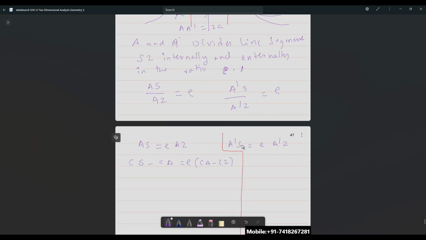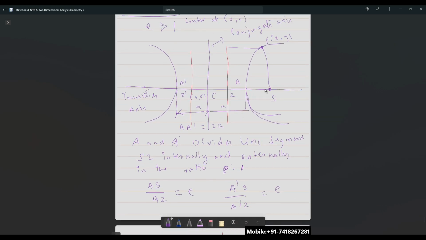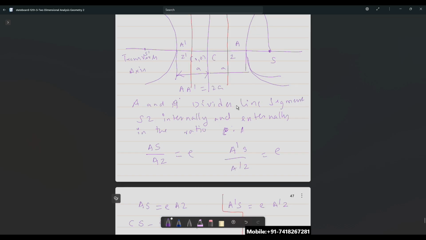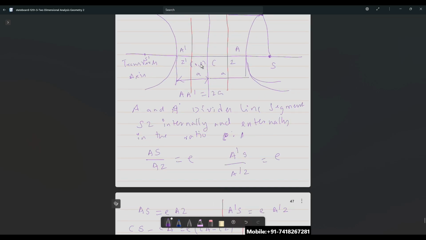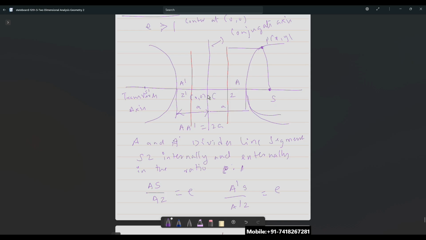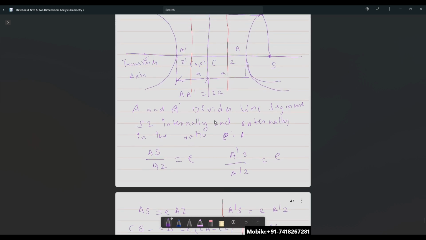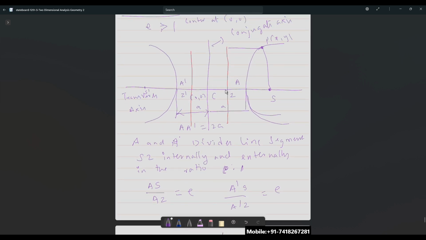Similarly A dash S, again the same thing. On this side we can add A dash C. This distance we know, this distance we don't know. So A dash C plus CS equals e times A dash Z. A dash Z again we can write as A dash C plus CZ.